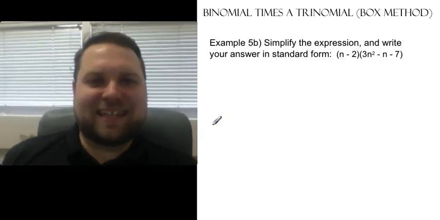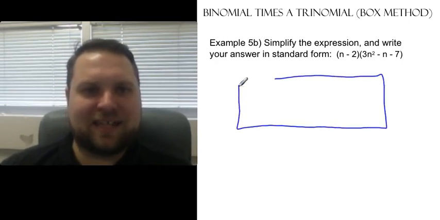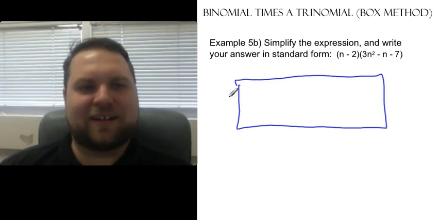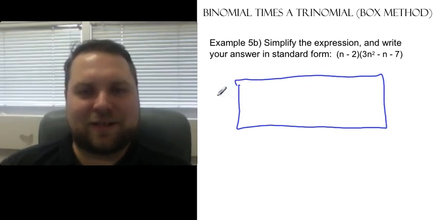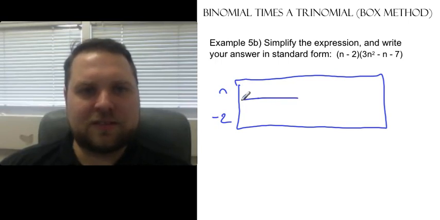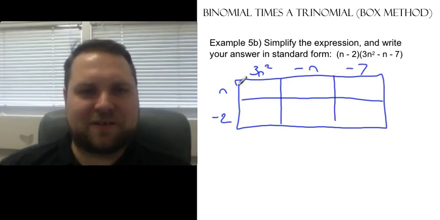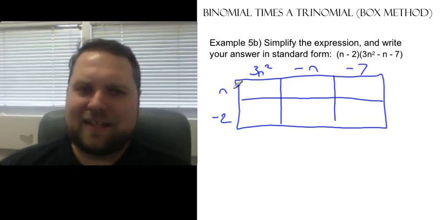So let's look at this thing now using the box method. I can do the same thing with a box and get the same result. So if you like the box better, here's how it goes. If you don't like the box better, feel free to skip this. So n minus 2, and then my other polynomial is 3n squared, negative n, and negative 7. And so I'm going to divide those off. So now I have my 3-term polynomial across the top, my 2-term across there, and I just start multiplying.